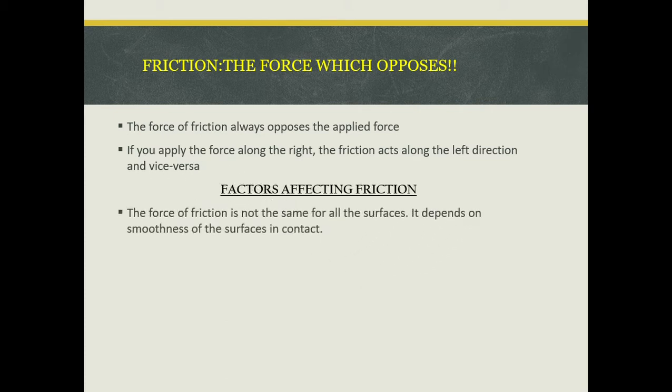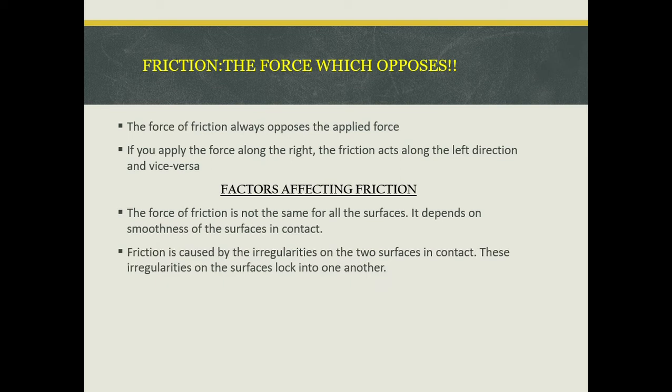And friction cannot be the same for all surfaces. It depends on the smoothness of the surfaces in contact. Friction is caused by the irregularities on the two surfaces in contact. These irregularities on the surfaces lock into one another. So more is the irregularity, more will be the friction, or I should say, less is the irregularity, or smoother is the surface, the force of friction is less. The force of friction is greater if a rough surface is involved. So for smooth surfaces, friction will be less.